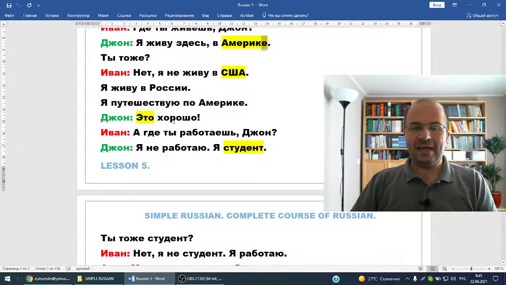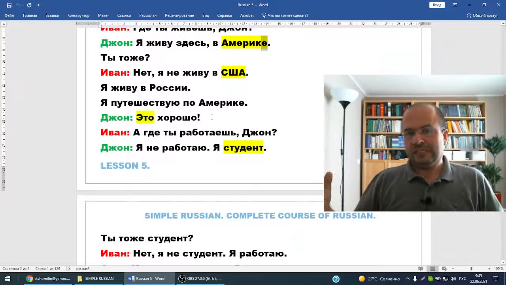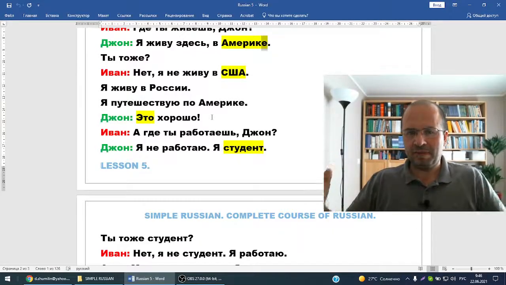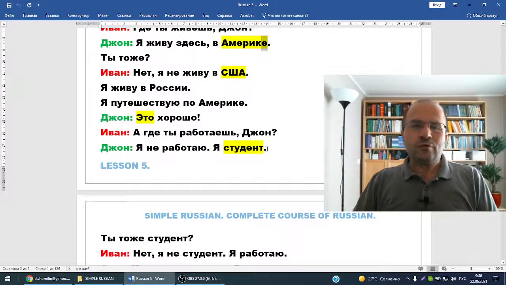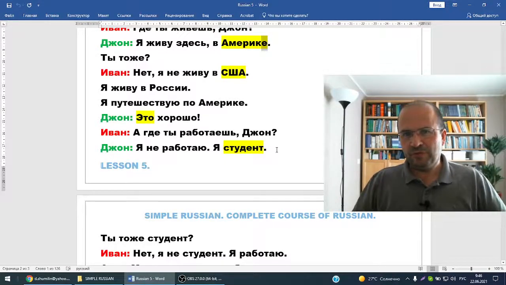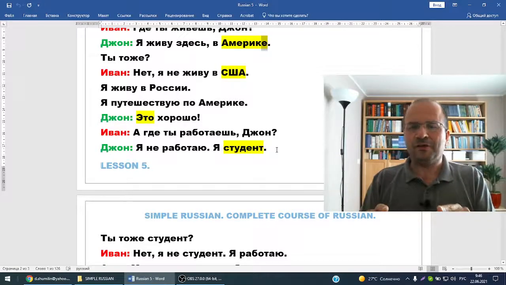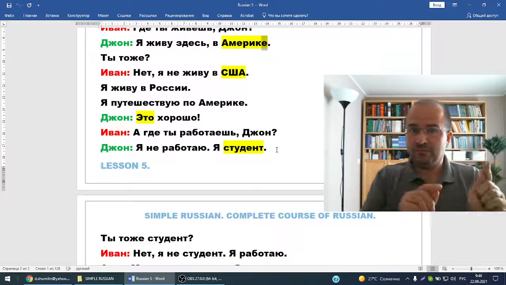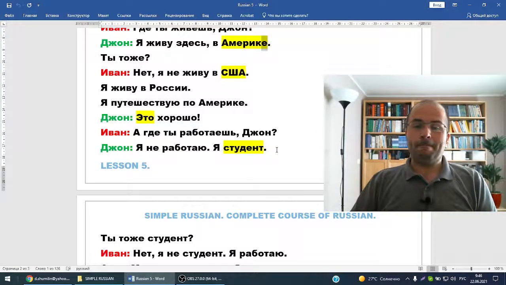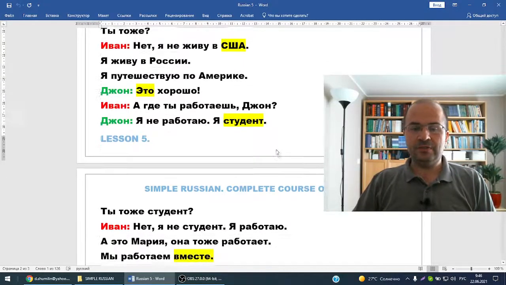So, это means it or this. Это хорошо means it's good. This is good. Just an exclamation. Student, of course, means student. So, я студент. I am student, but am, there is no verb to be in Russian in this function. It is only in the present tense form. It is only in the future or past tense form, which we'll be learning. So literally it means I student, me student, я студент.